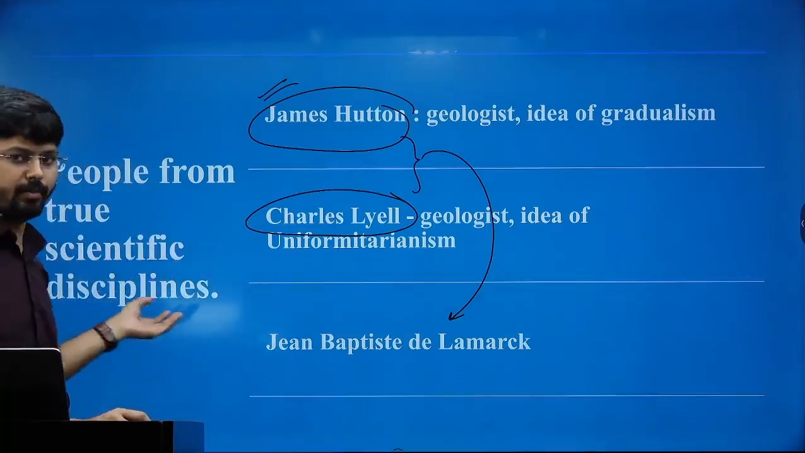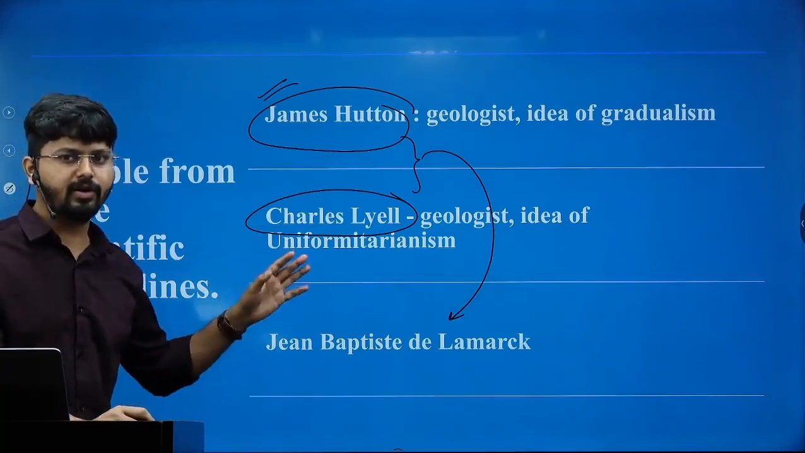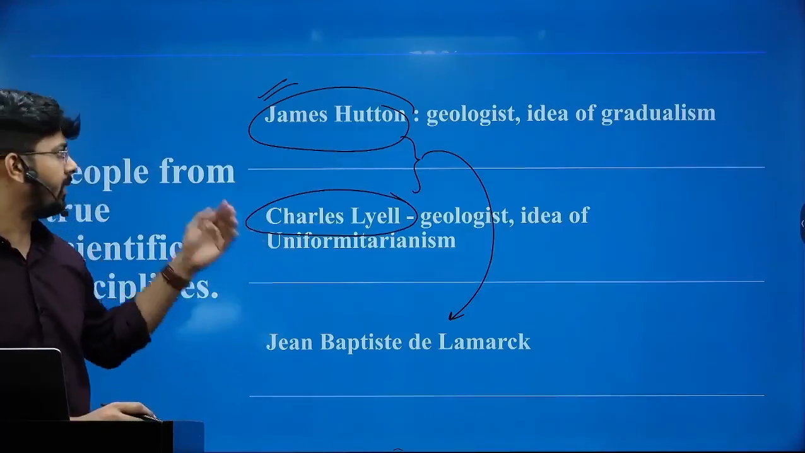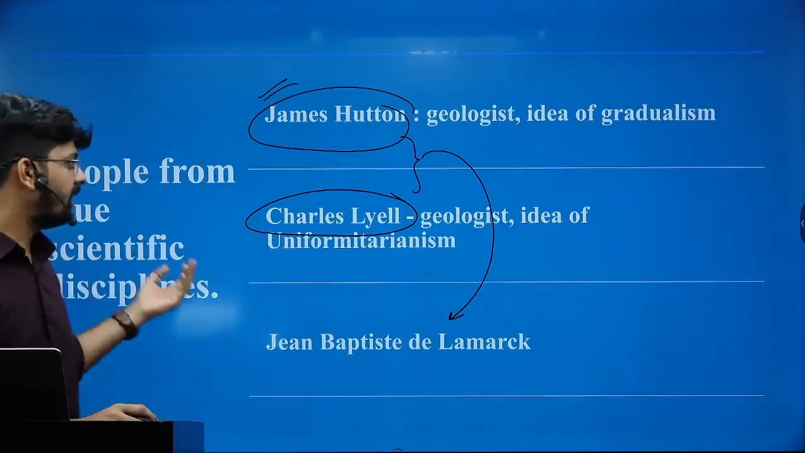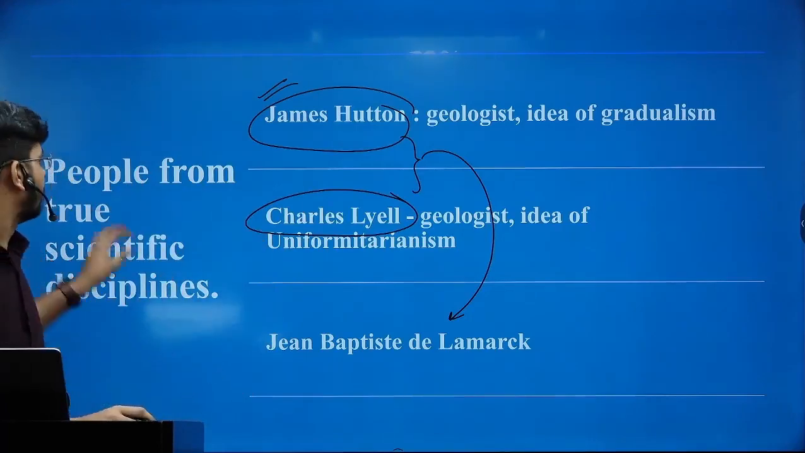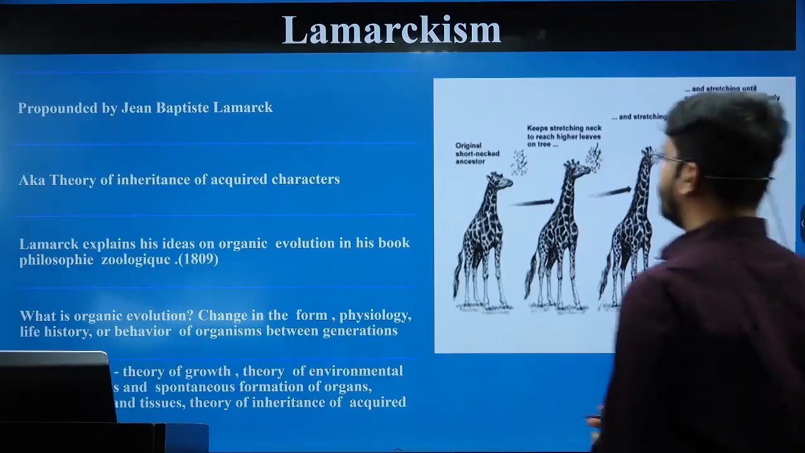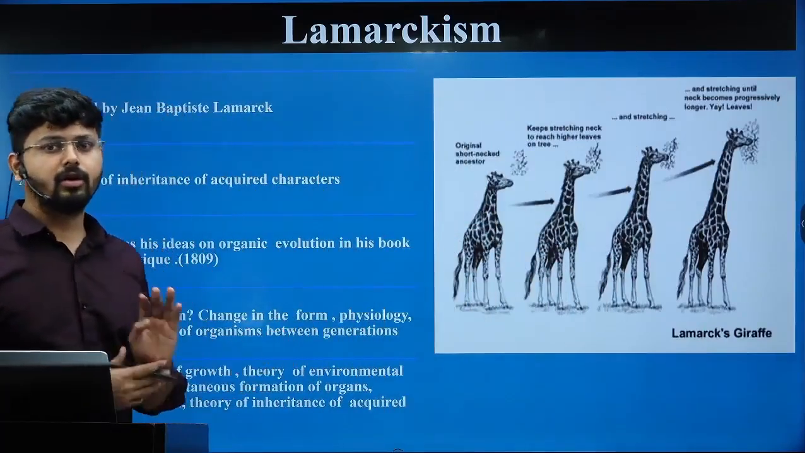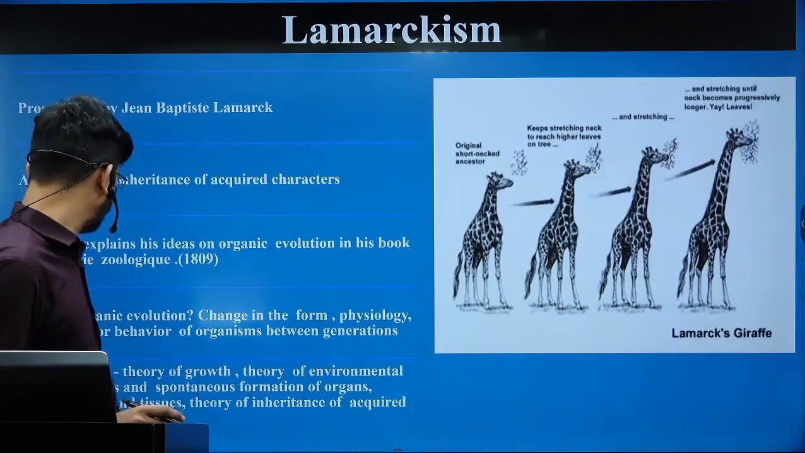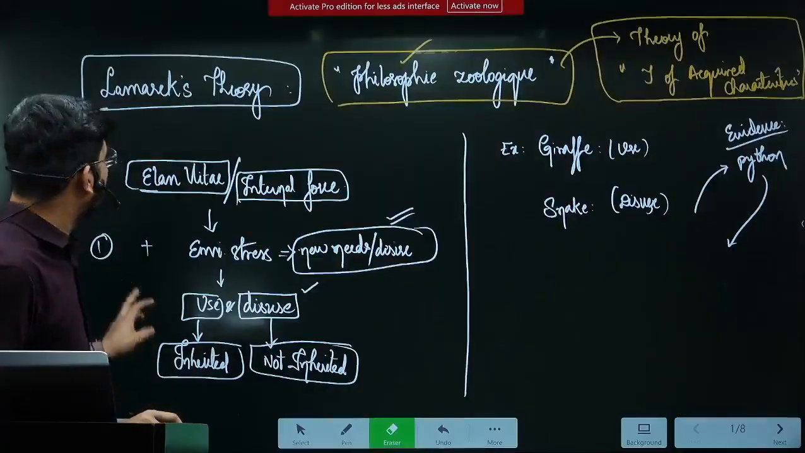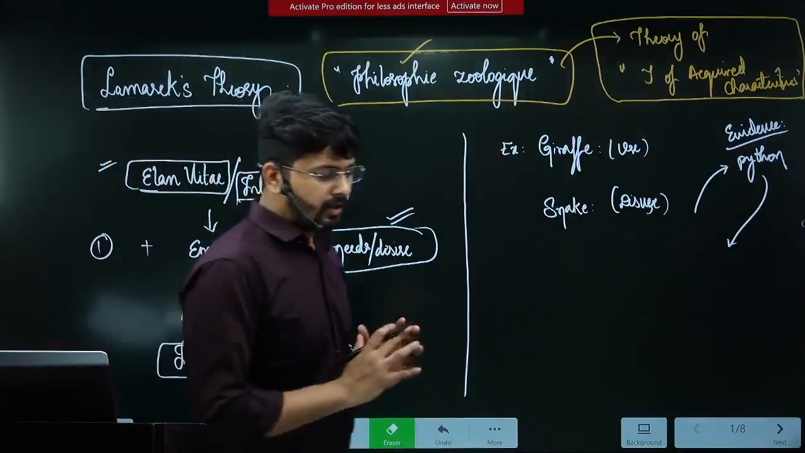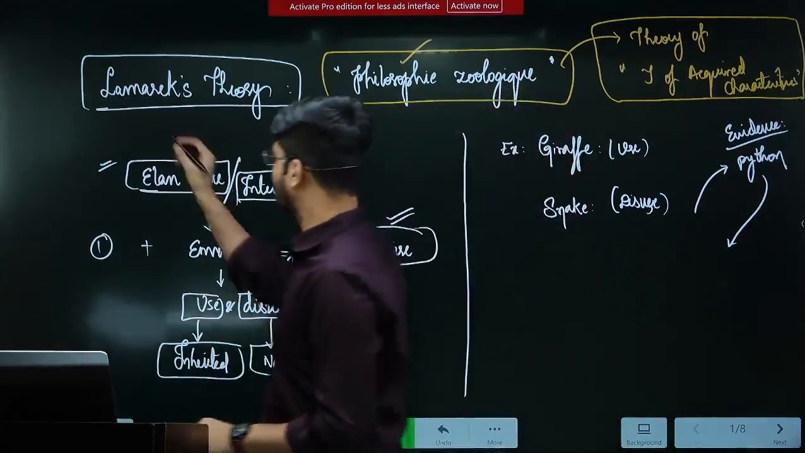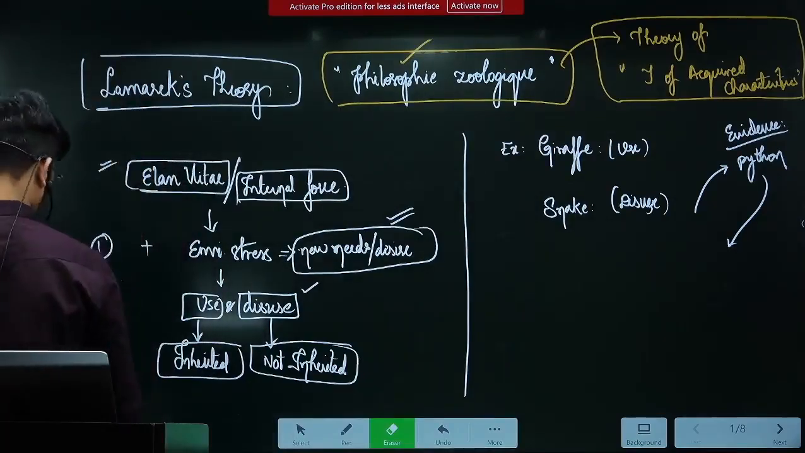So those scientific disciplines began pre-Darwinian only. Within that, first divine origin, then the theories based on scientific discipline, given by Hutton and Lyell, and after that Lamarck. So coming to Lamarck's theory of organic evolution, we need to understand certain things. Lamarck's full name is Jean Baptiste Lamarck.